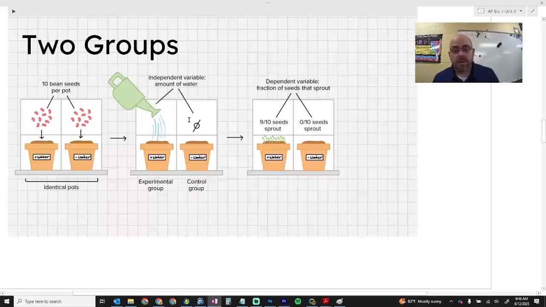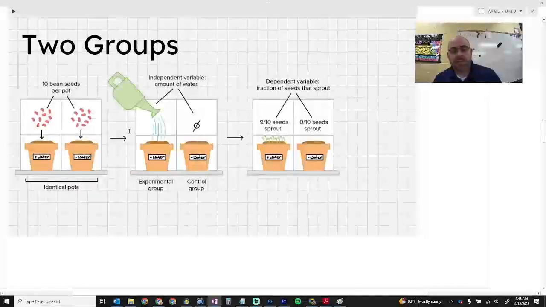There are two groups in an experiment. There's the experimental group and the control group. The experimental group is the one that's being manipulated. You could also think of it as the group that has the independent variable applied to it. In this case, it's the pot that gets water. Right, and the other group is called the control group. The control group acts as a basis of comparison.